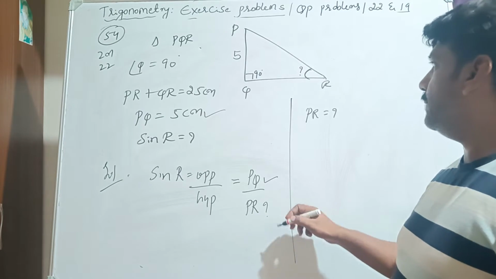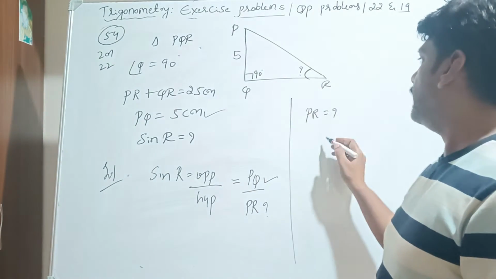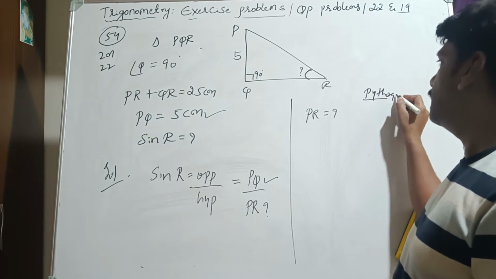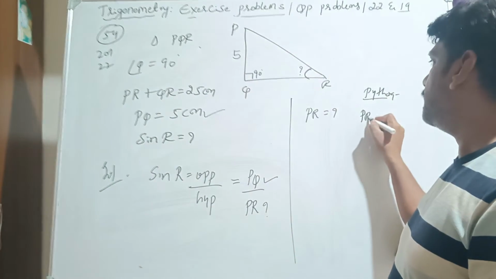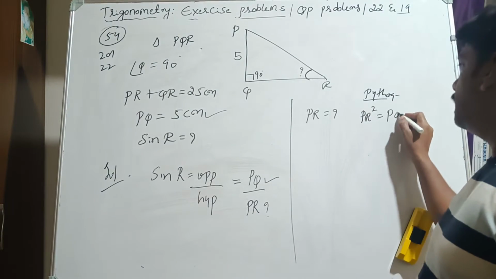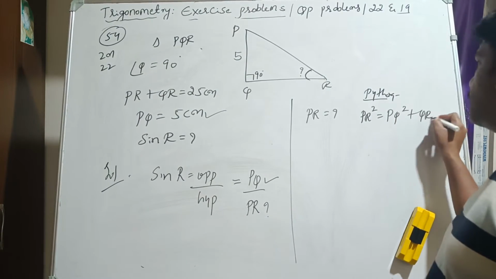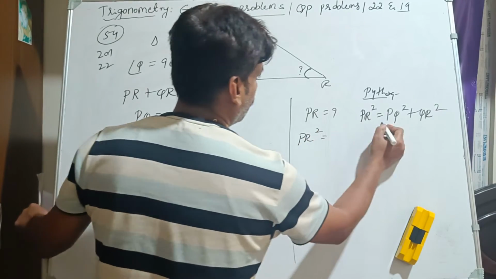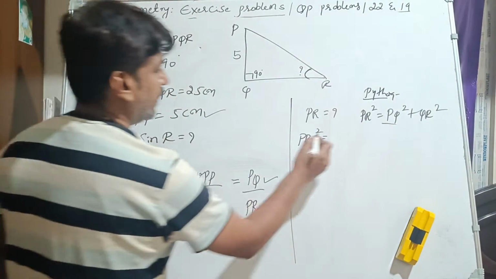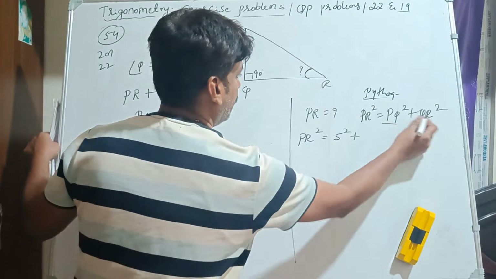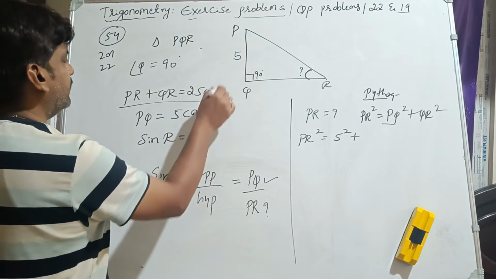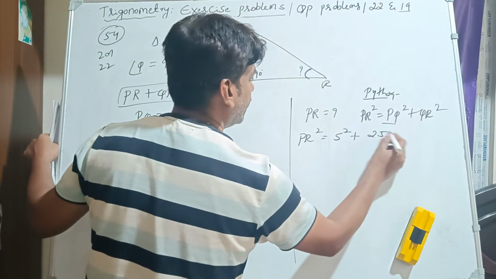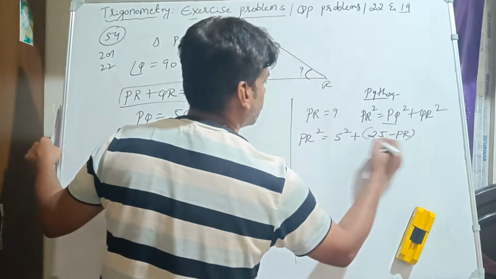So how to calculate PR? If I want to calculate this, what type of theorem will you use? Pythagoras theorem you will use, right? So how to write the Pythagoras theorem? Hypotenuse square is equals to PQ square plus QR square, right? So PR square is equals to PQ. What is the value of PQ? You know already, 5. That is 5 square plus QR. How to write QR? For that they have given this. QR can be written as 25 minus PR. So it is 25 minus PR whole square, right?